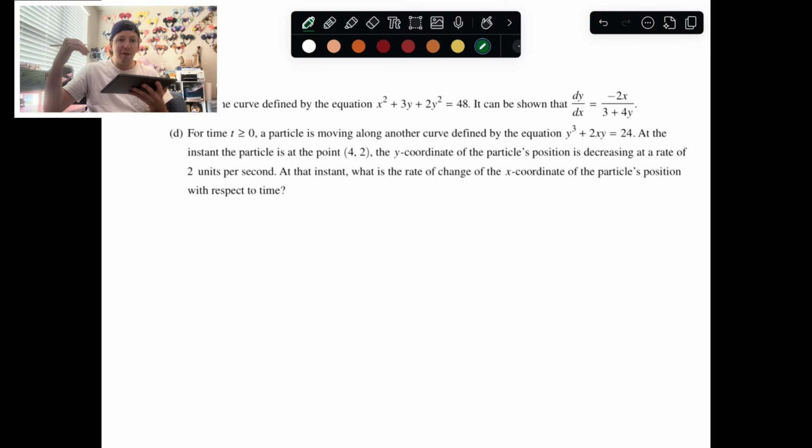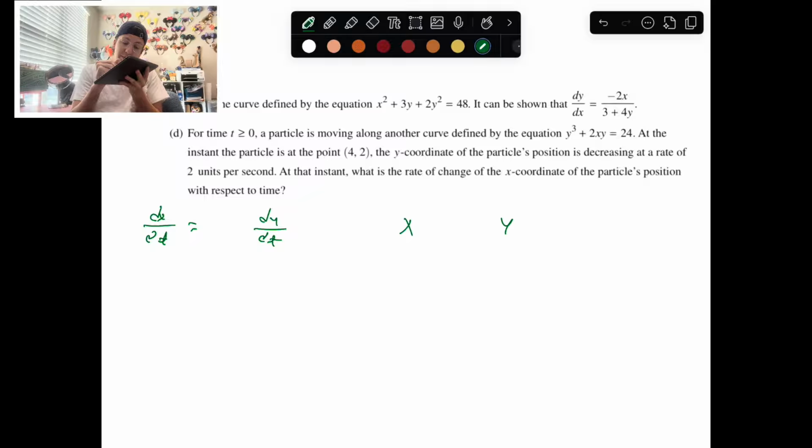All right, right here we got to think, we're talking about a time at an instant. This is going to be the derivative of something with respect to time. We are only given x and y, so we have to be talking about dx over dt. We're going to have to be talking about dy over dt. And we're also going to have to be talking about x and y. All right, let's start with x and y.